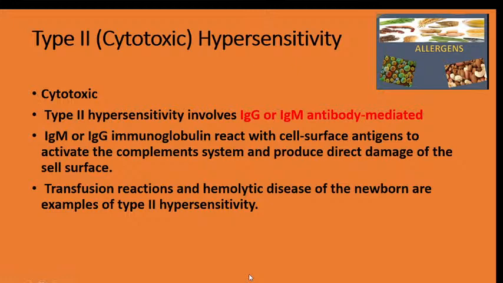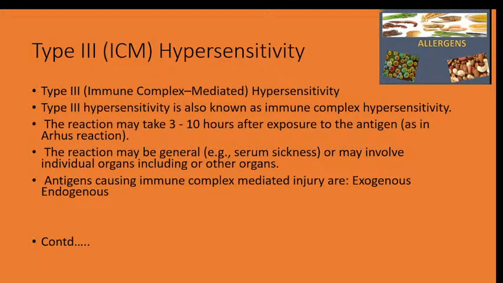For example, this happens during blood transfusion and in the hemolytic disease of newborn babies. Next is type 3 hypersensitivity. Type 3 hypersensitivity is called immune complex mediated because not many cells are involved.